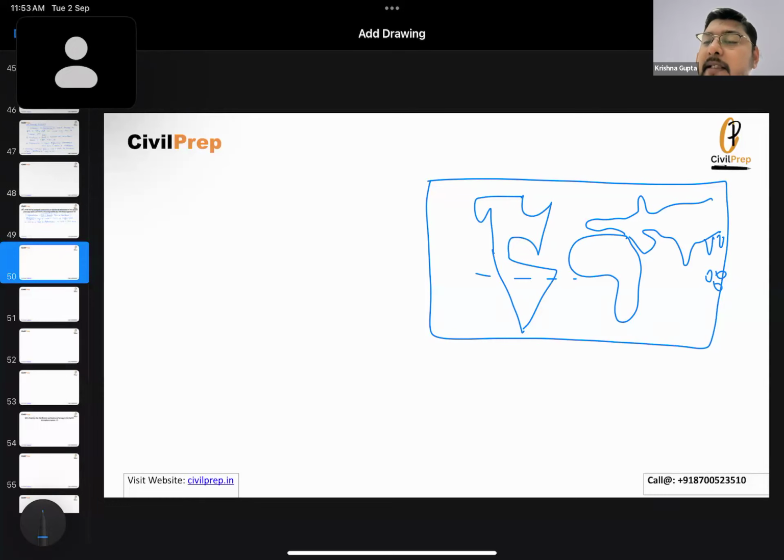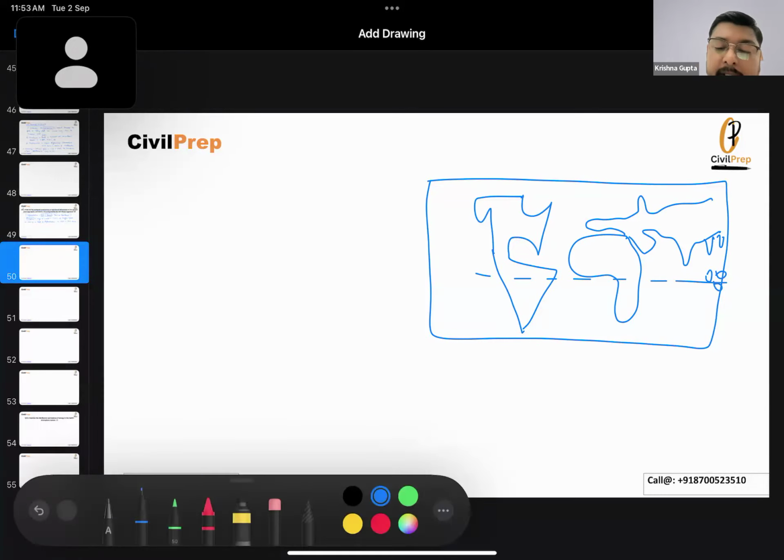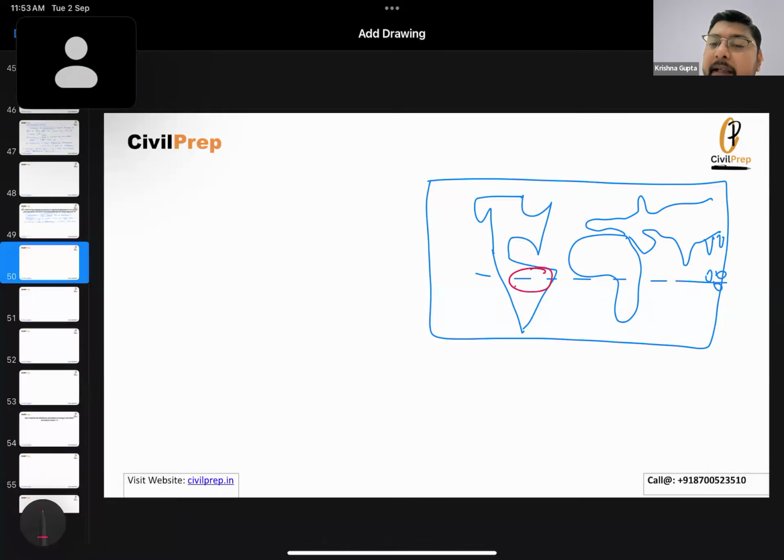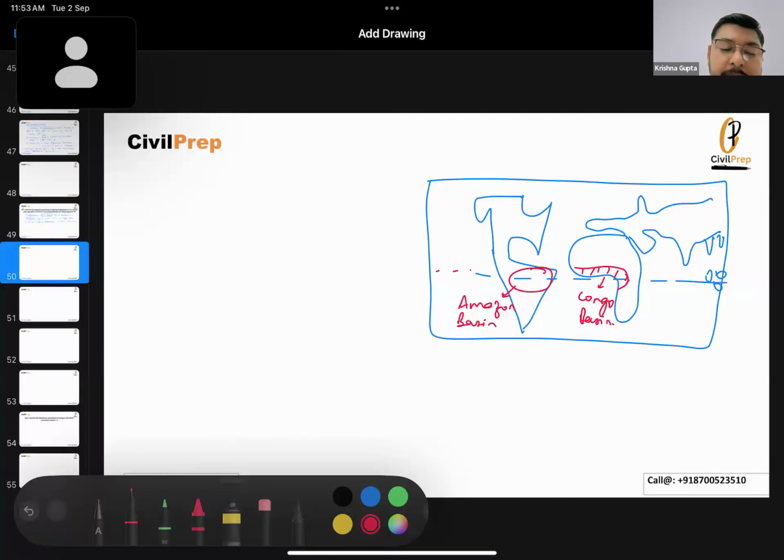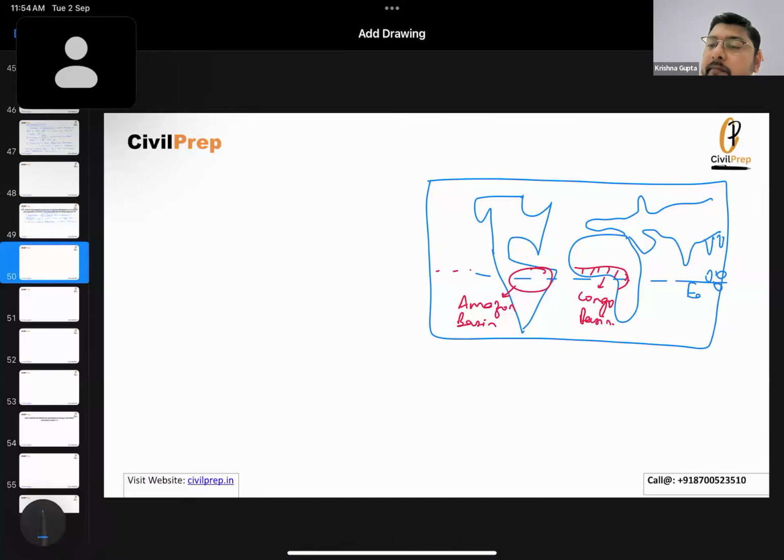So here we'll be seeing that this is a particular region where we find the presence of the Amazon basin. And this is the region for the Congo basin. Note that they are very near to the equator. So we need to highlight this part, and they consist of tropical rainforest. Okay, the major river present in this region is the Amazon River, and this is the Congo River, which is present here like this.